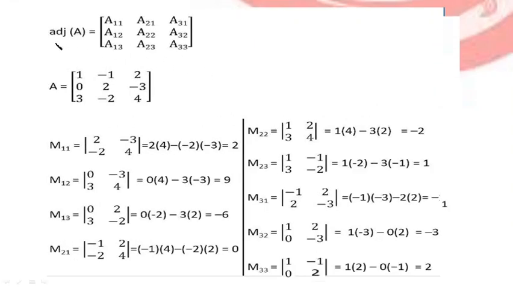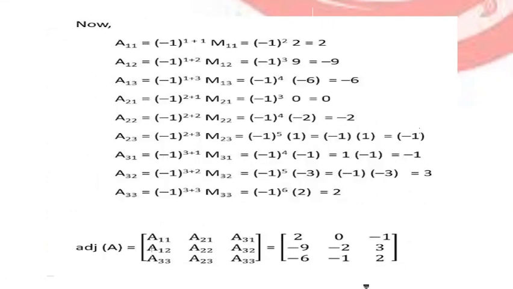For that, again, first of all, we need adjoint A. Adjoint A is again the transpose of the cofactor matrix. We will calculate all the minors, then we will calculate all the cofactors, and then we'll input the values in this matrix. This is adjoint A ready.